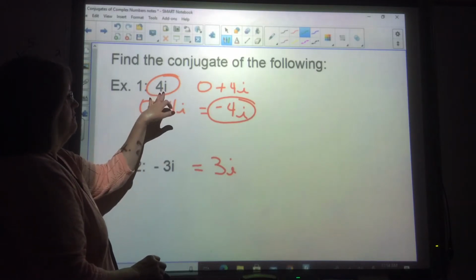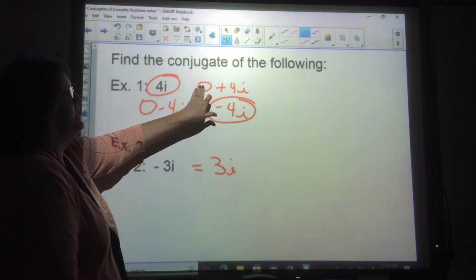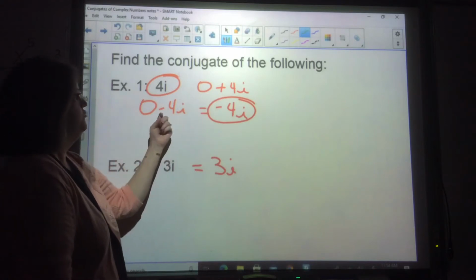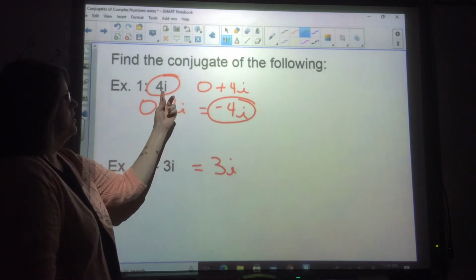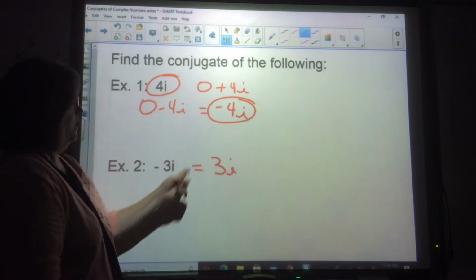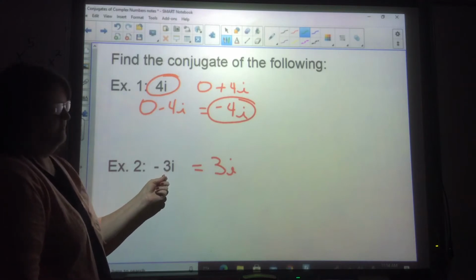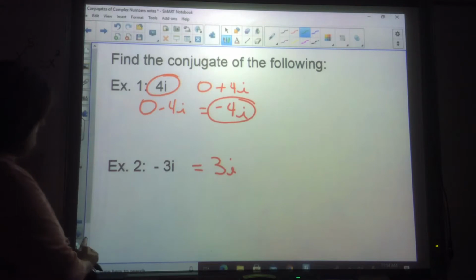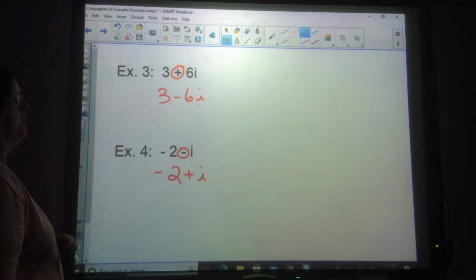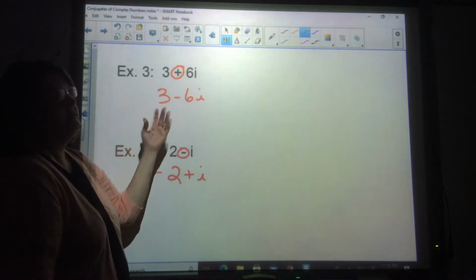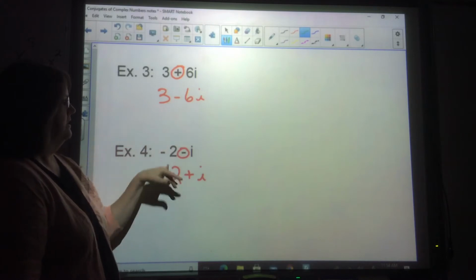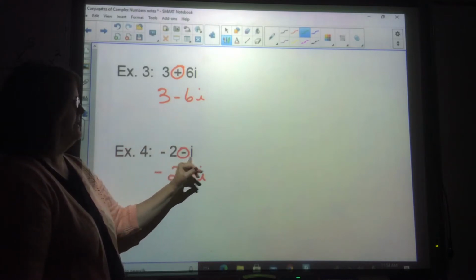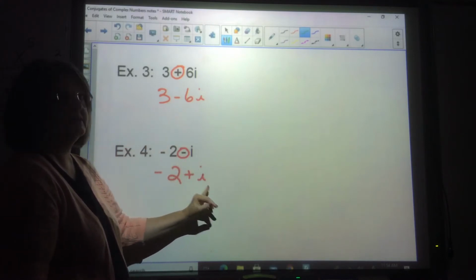Well, the conjugate of 4i, this is the same as seeing 0 plus 4i, and you change it to a negative. So the conjugate of 4i is negative 4i. The conjugate of negative 3i is positive 3i. You just change that sign with the imaginary part. Okay, the conjugate for 3 plus 6i is 3 minus 6i. The conjugate for negative 2 minus i is negative 2 plus i.